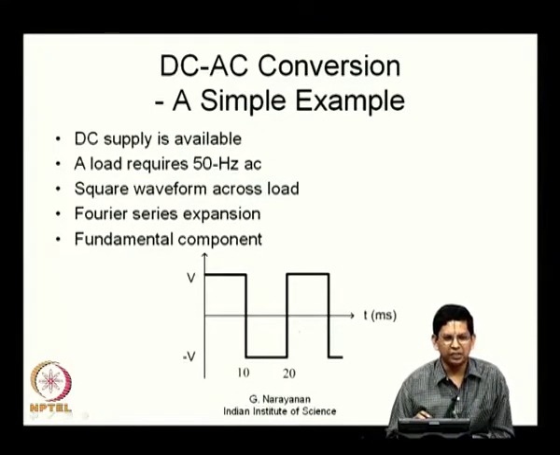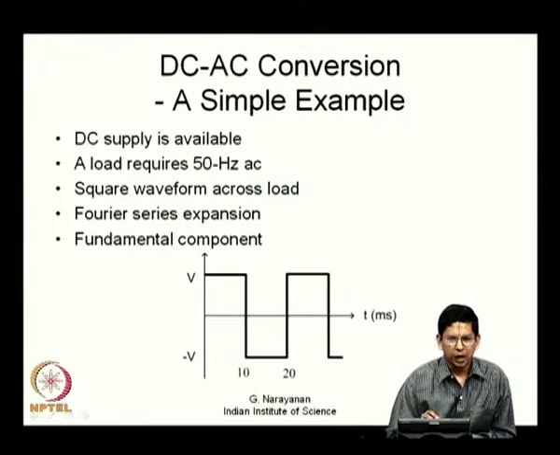Let us say we have DC and we need AC, that is, we have a load which needs 50 hertz AC. This is very common, for example, when your power supply has failed, you just have a DC battery, you have a load which requires AC and you want to feed it. What do you use? You use an inverter, which is part of a UPS.